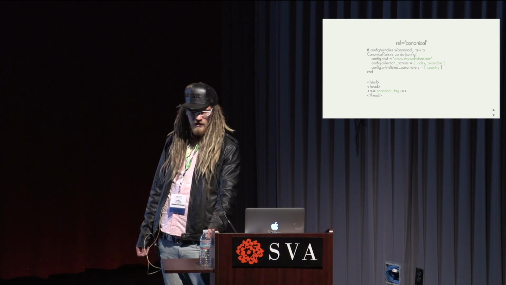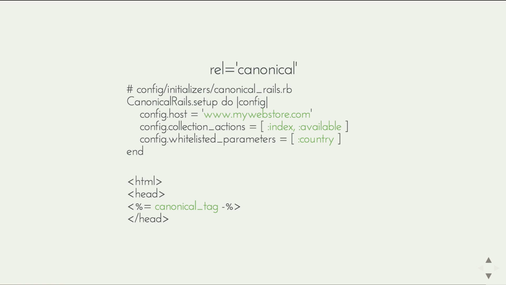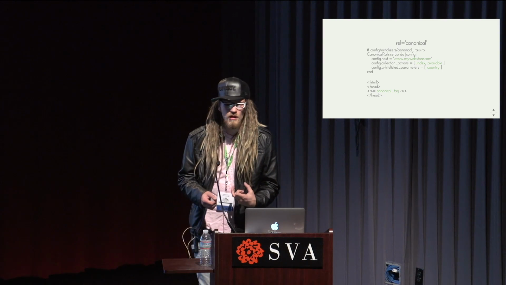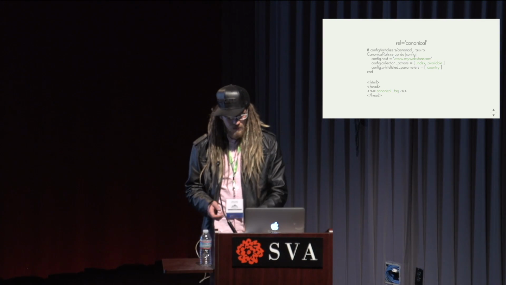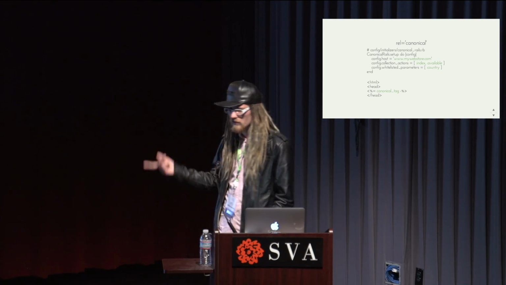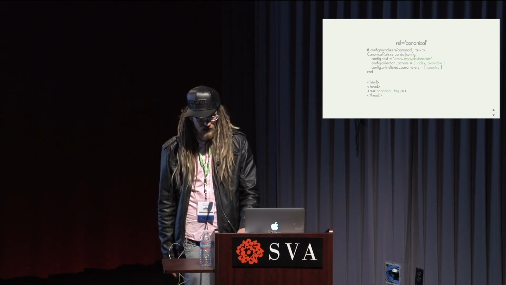You bundle, you run a Rails generator. It'll give you a few parameters to configure. Very simply, you tell it what the URL of the website is, the main domain. You tell it what kind of collection actions you have, so you can attach a trailing slash to those. And then you tell it all of the possible parameters that you want indexed, that you want to allow people to land on. And then just include that helper, and it's really quick. It obviously doesn't do any database calls or anything.